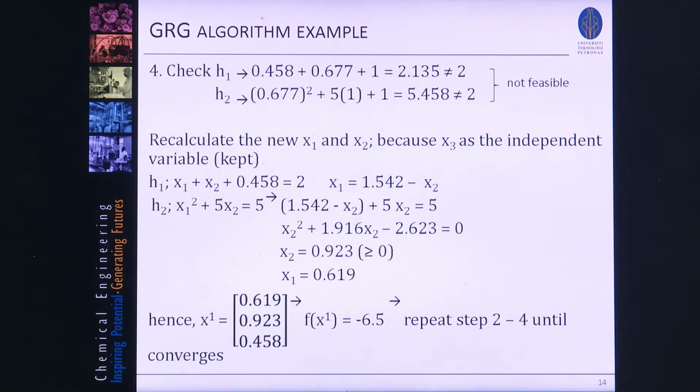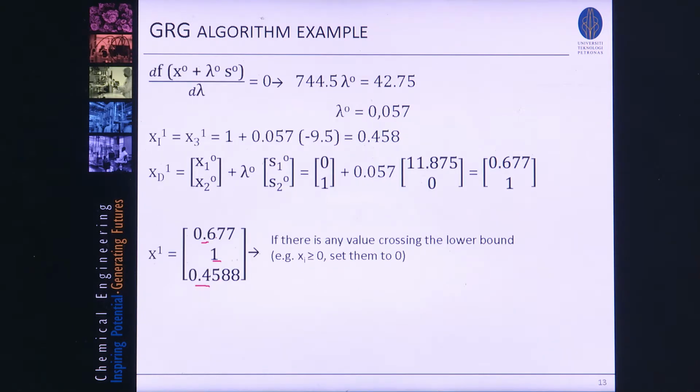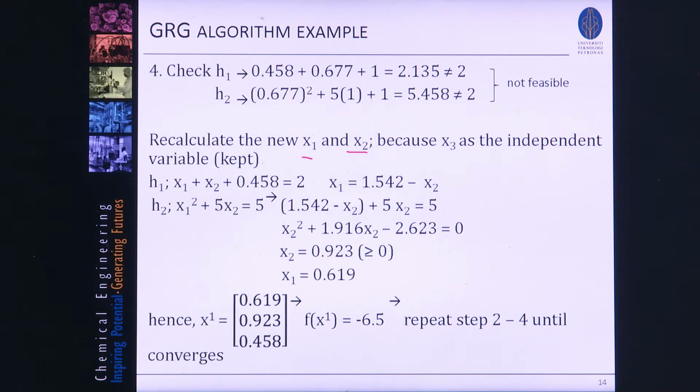Then we check the constraints with the new data. We put them back, and we see that all of these are not feasible. So we have to recalculate the new variables. In this case, we have to calculate the new x1 and x2 because they are dependent, remember, while x3 is the independent variable. So we keep x3 as 0.4588. Then x1 and x2 we calculate back, and we get 0.619 and 0.923, and the f of these values is minus 6.5.